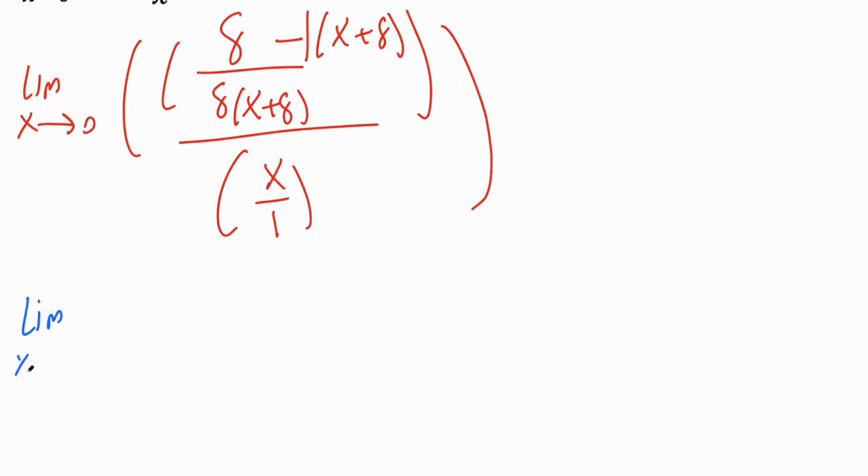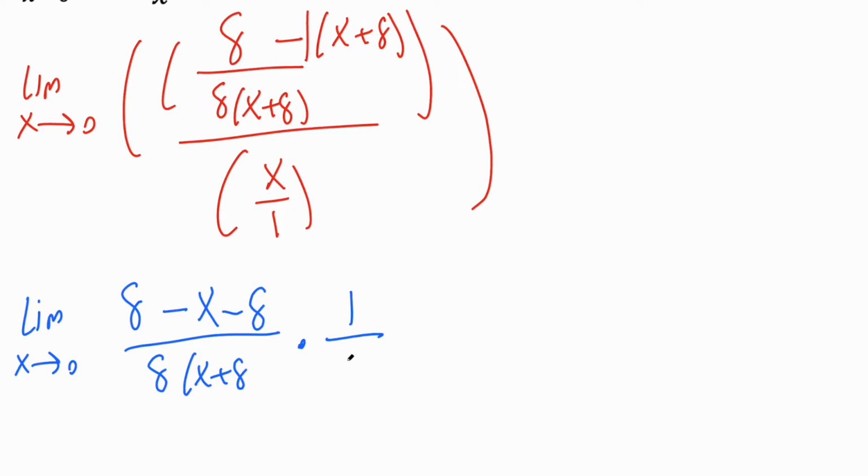So we have the limit as x approaches 0. So for the top, we have 8 minus 1 times x is minus x. And minus 1 times 8 is minus 8 divided by 8 parentheses x plus 8. Now here we have the whole thing being divided by x divided by 1. Instead you could say multiply by 1 divided by x.